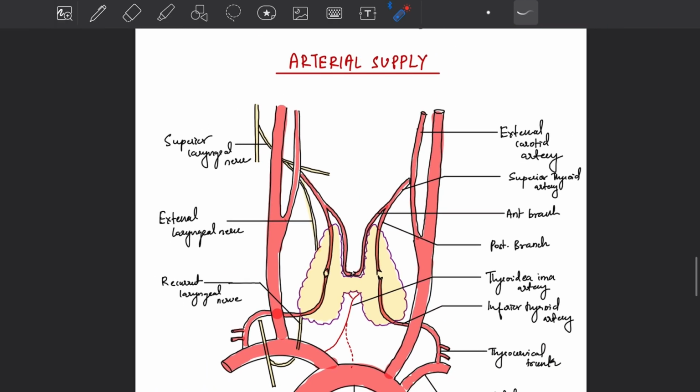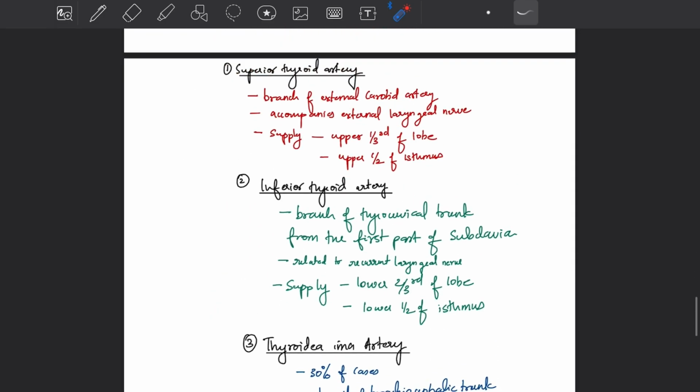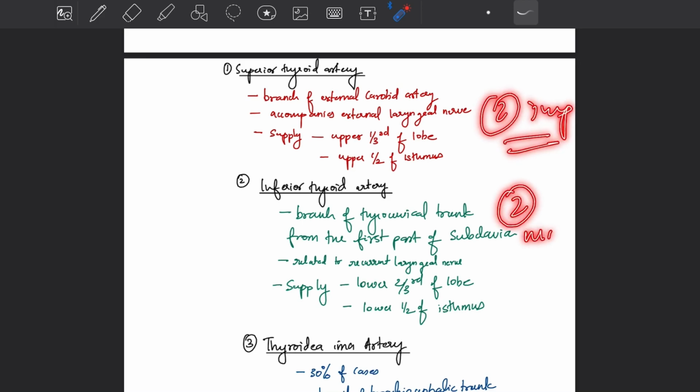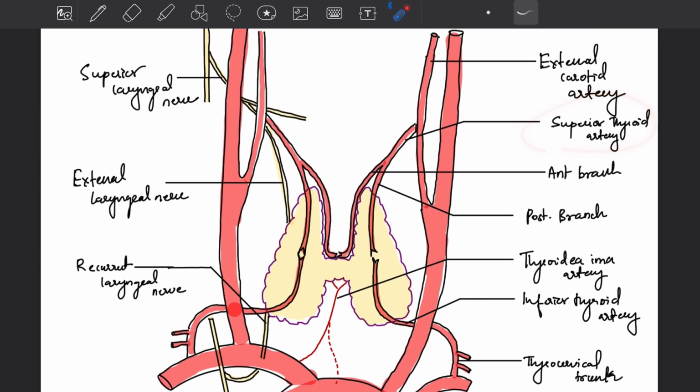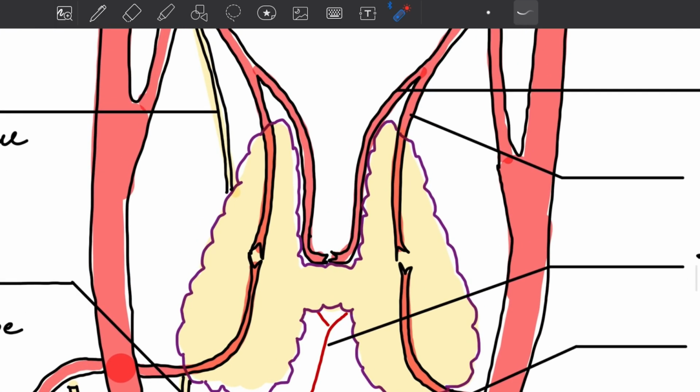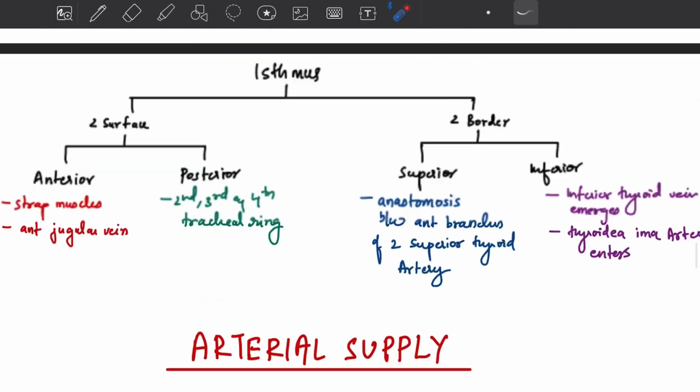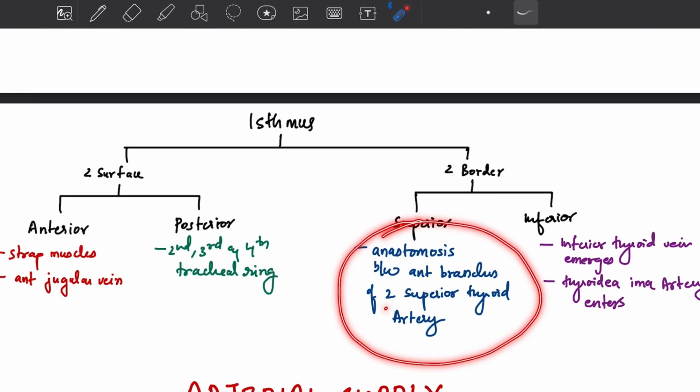Now, coming to the arterial supply, we have two major arteries and two minor arteries. The two major arteries are the superior thyroid artery and the inferior thyroid artery. The superior thyroid artery is a branch of the external carotid artery, and it divides at the apex into an anterior branch and a posterior branch. The anterior branch on one side anastomoses with the anterior branch on the other side, as we dealt with in the relations of the isthmus, showing the anastomosis at the superior border. This is the anastomosis between the anterior branches of the superior thyroid arteries.